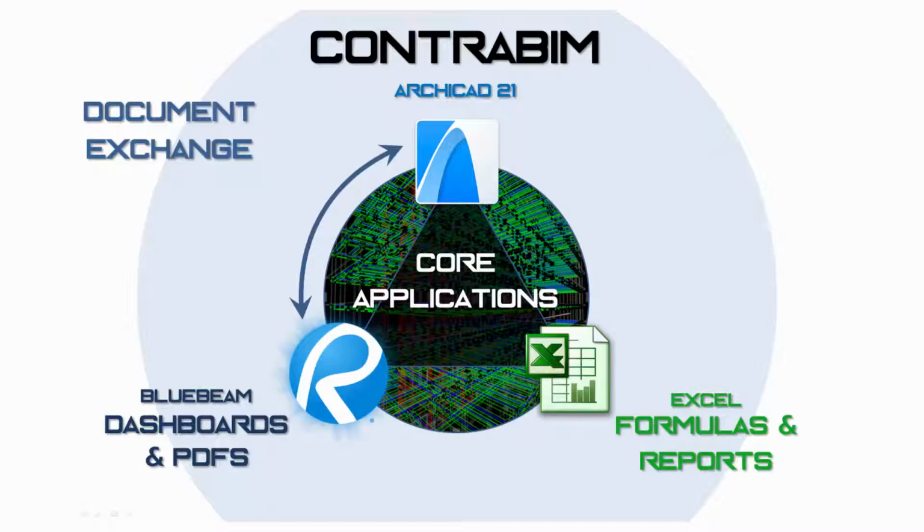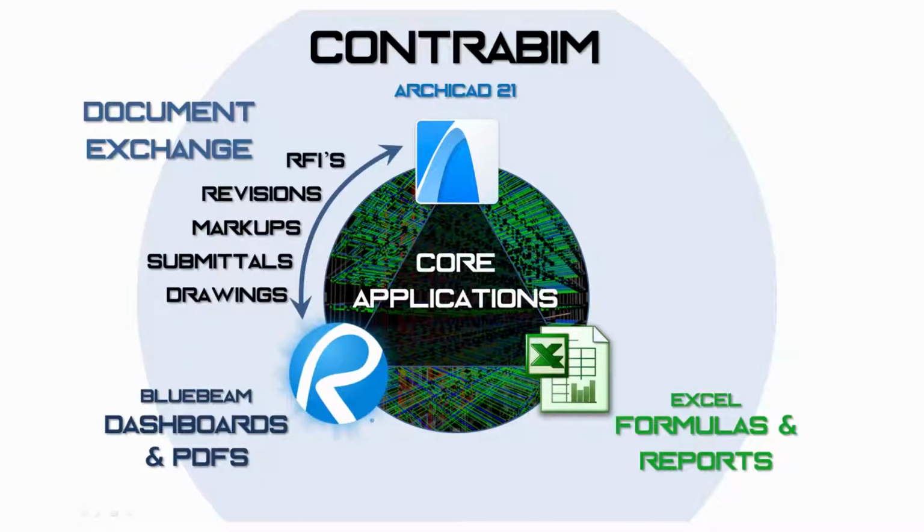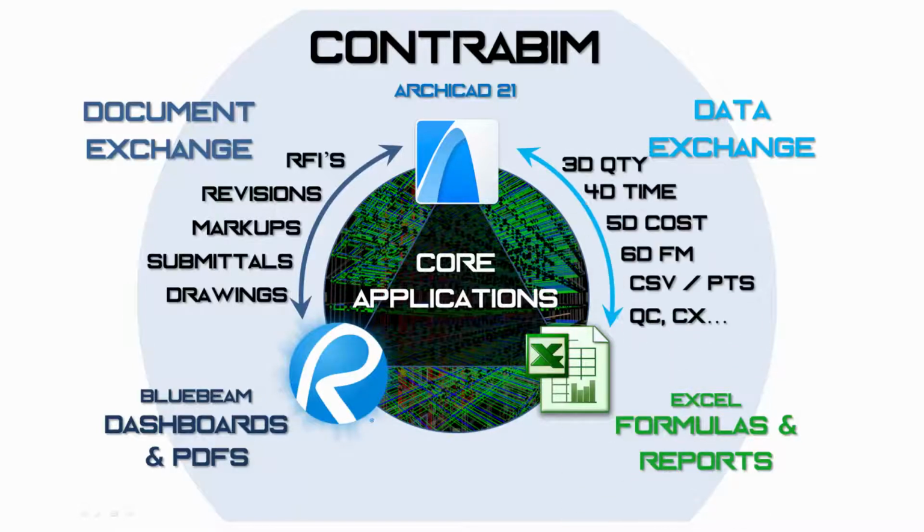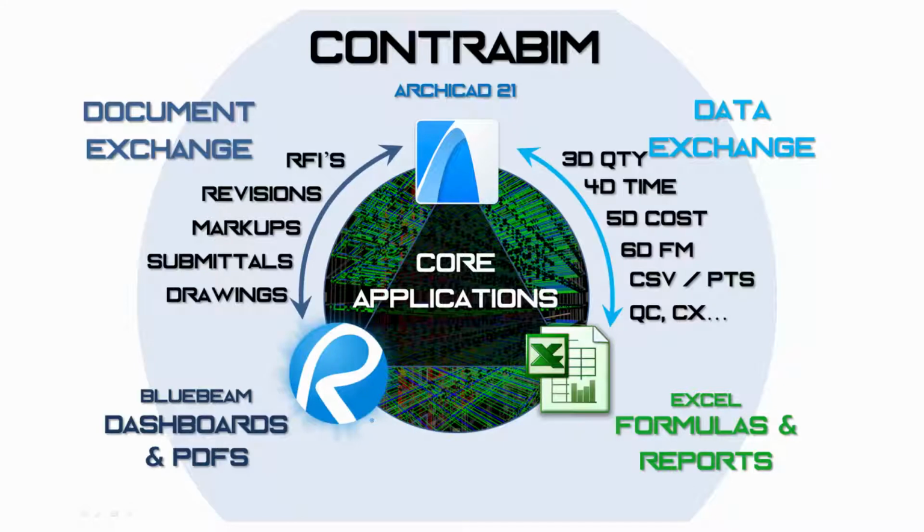So between Bluebeam and ArchiCAD, that's really our document exchange feature, where we bring all different types of design documents together, submittals. We mark things up. We have different revisions and changes. Between ArchiCAD and Excel, that's our data exchange component, where we can publish different reports for quantity data, cost data, time, as well as a number of other different reports. And then from Excel, that's where we do all of our formulas and calculations, and we can of course publish that back to Bluebeam Review for further analysis.